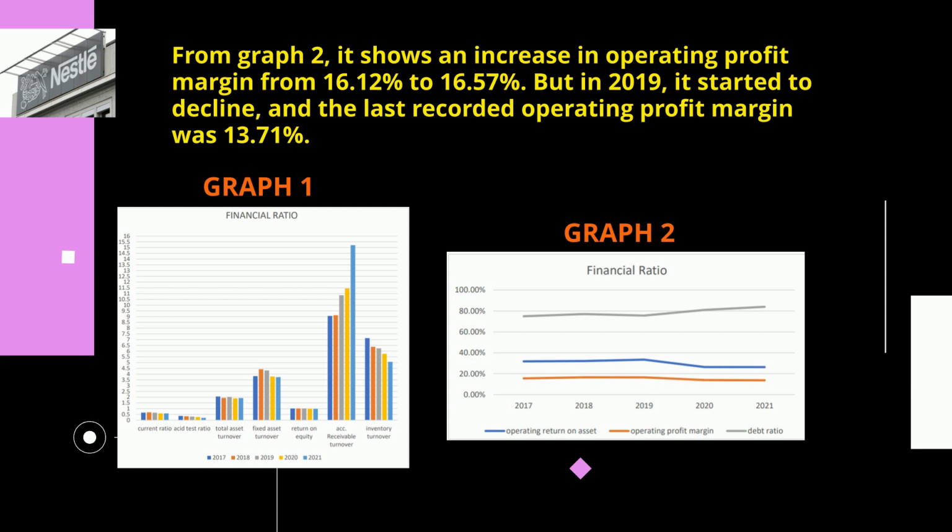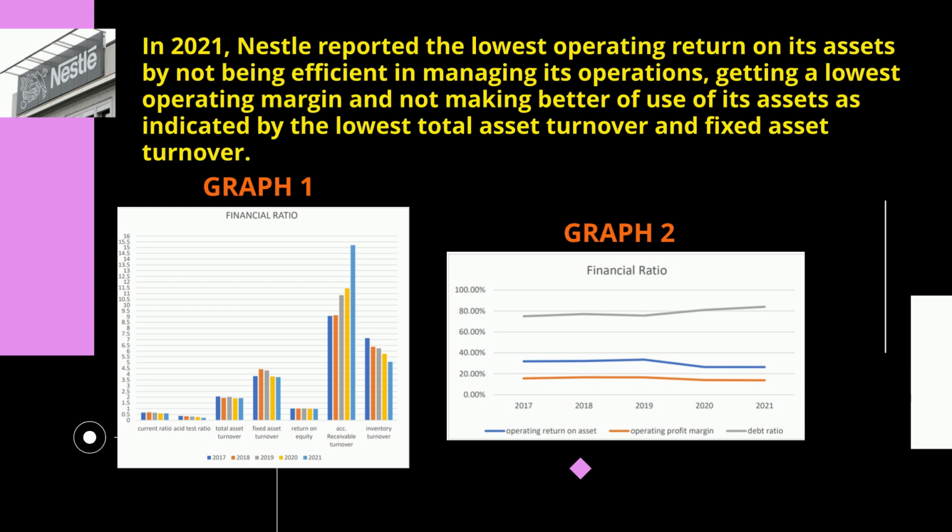It means that Nestle management in managing the cost of sales and operating expenses was not good and should take action to improve that if they want a good operating profit margin. In 2021, Nestle reported the lowest operating return on its assets by not being efficient in managing its operation, getting the lowest operating margin, and not making better use of its assets, as indicated by the lowest total asset turnover and fixed asset turnover.